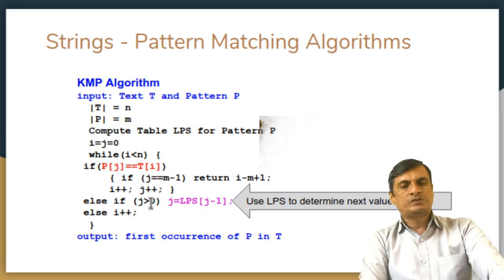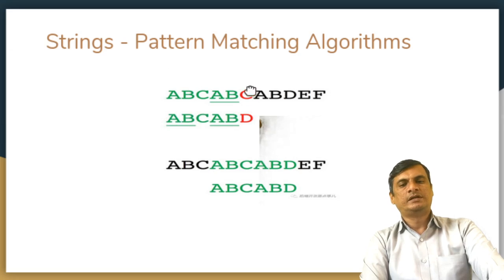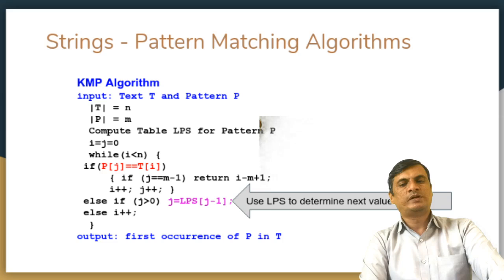Else, if the character p of j is not equal to t of i, then I need to find out if j is greater than 0. If j is greater than 0, in the sense that I have already matched a few characters but here it is not matching, then I consider the j minus 1th value that I already computed and stored in the LPS, the prefix and suffix table. Otherwise, I will just increment the position, because i points to the text, so I just increment the text position if the mismatch is not in between the pattern.